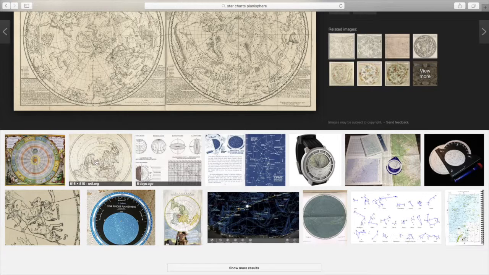And the reason I'm showing you this is because these planispheres that are out there are very, very interesting. Some of these that are in these star books. And I'm going to show you one here in just a moment.